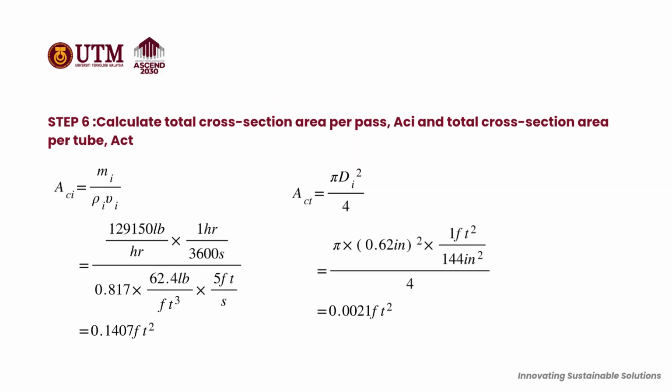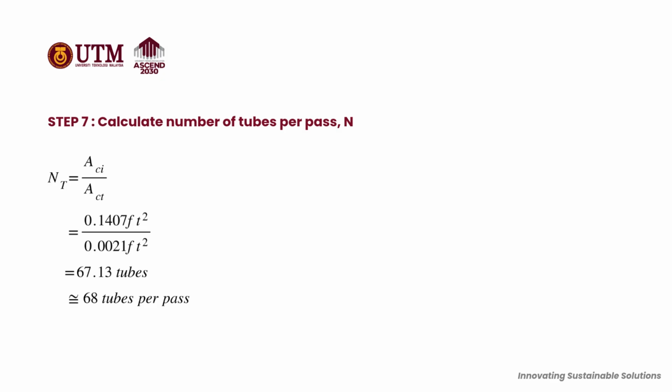Step 6. Calculate total cross-section area per pass ACI and total cross-section area per tube ACT. ACI equals 0.1407 feet squared, meanwhile ACT is 0.0021 feet squared. Step 7. Calculate number of tubes per pass, which is NT equals ACI over ACT, approximately 68 tubes per pass.